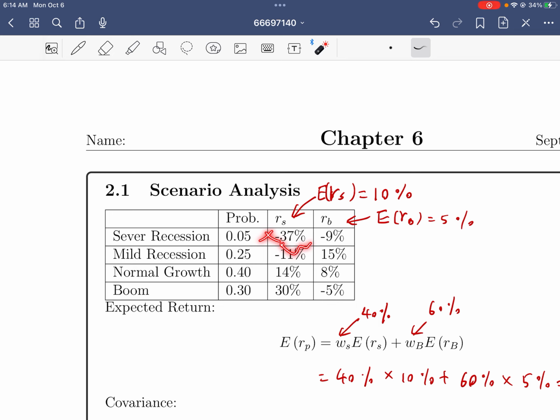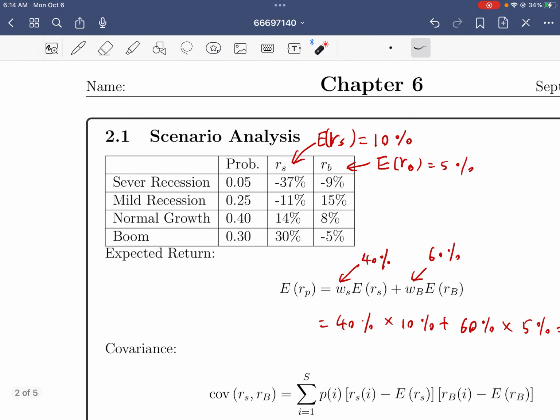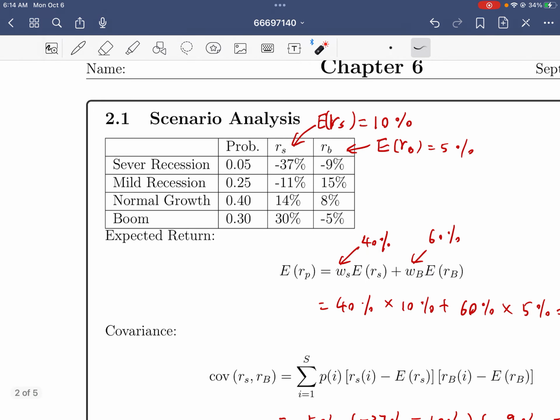We use the probability times the return under each scenario. Then we add all the numbers together. The result is the expected return. Here we got 10% in chapter 5. Here in chapter 6, we add another line for bonds. So we do the same thing, probability times return, then add them together. The result is the expected return of the bond, which is 5%.